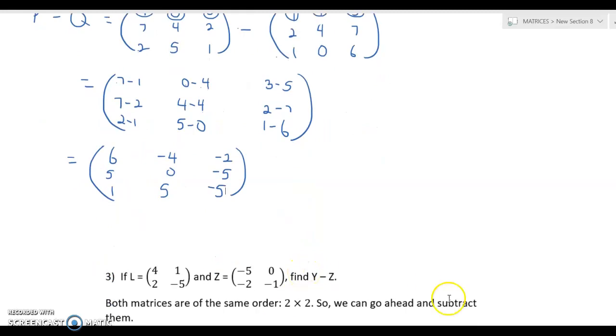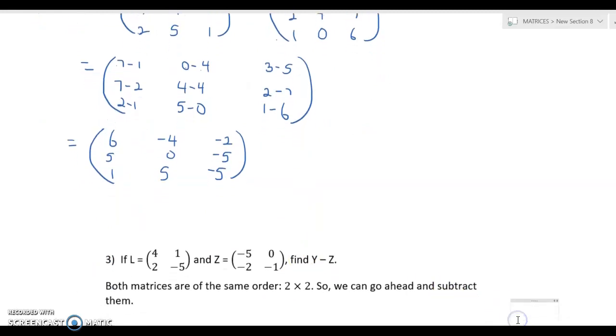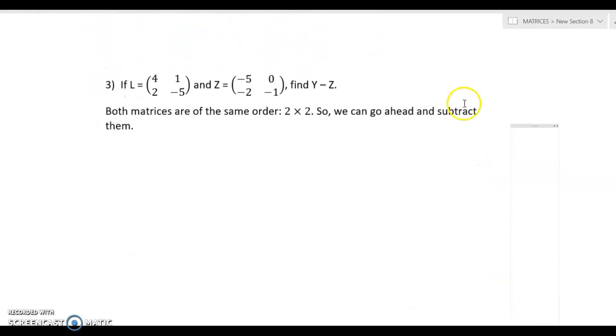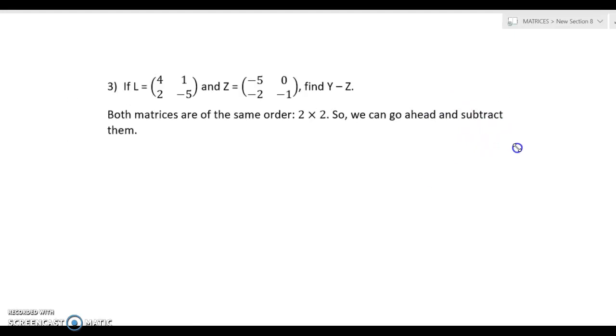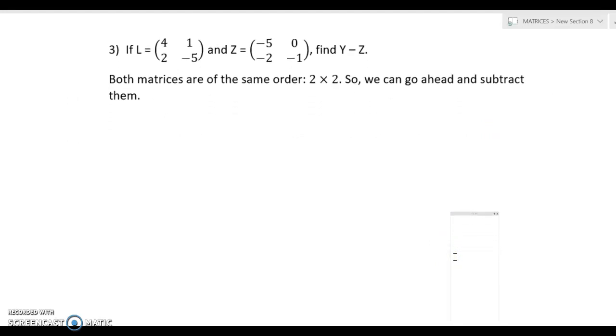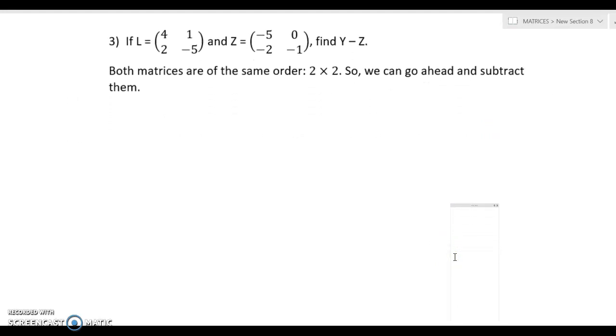Now let's look at this last question here. This one has some minus signs in the mix. I just want to show you different types so you get the feel of it. Again, you have to check if they have the same order. They are both 2 by 2 matrices. So you go ahead and subtract it. So this should be Y.